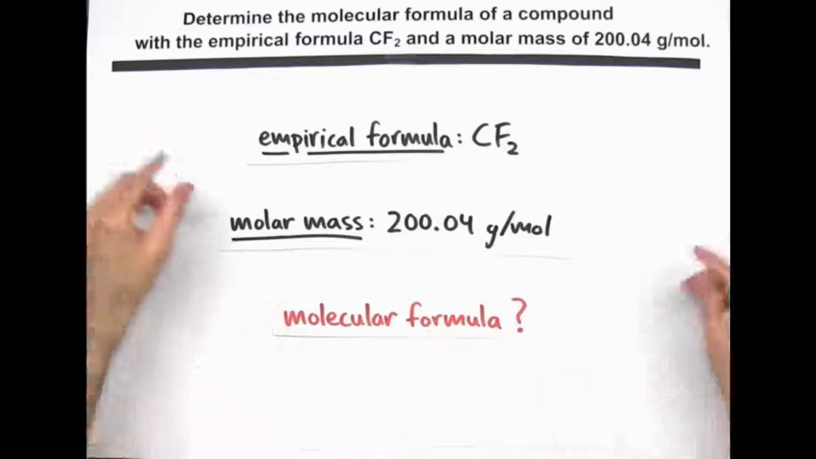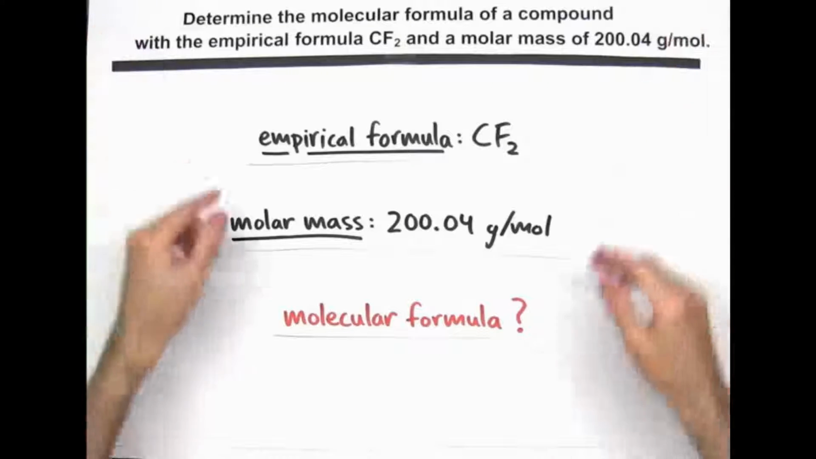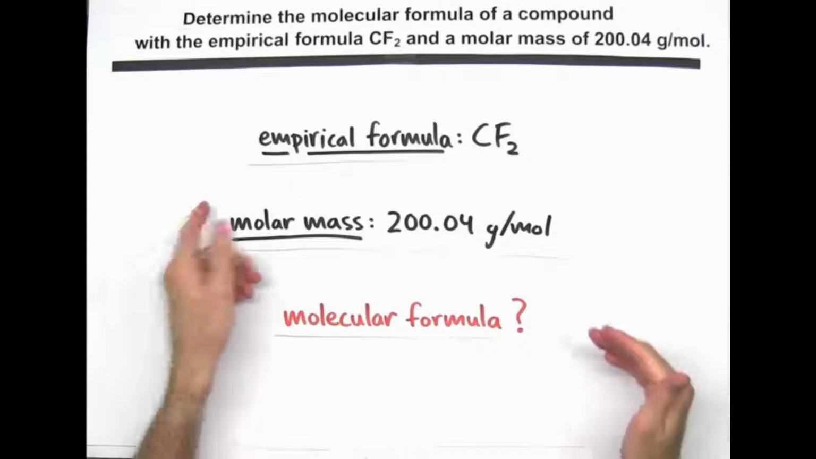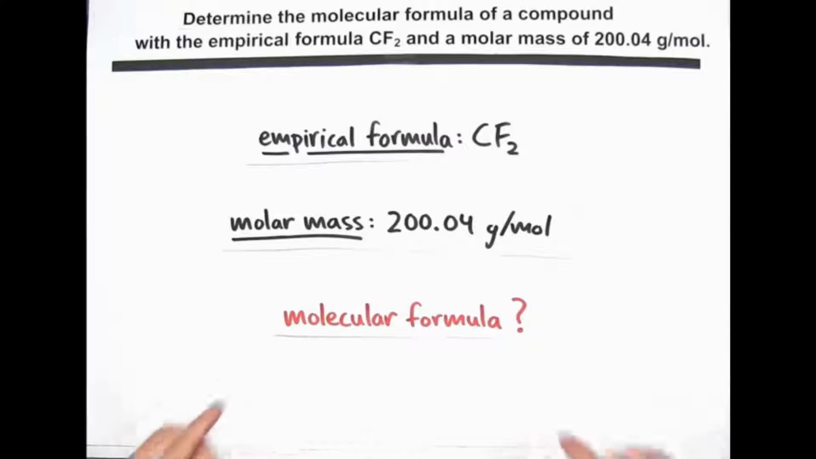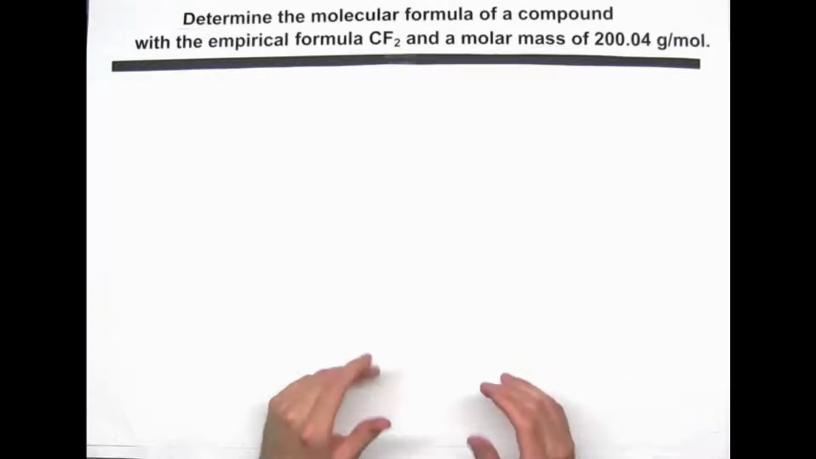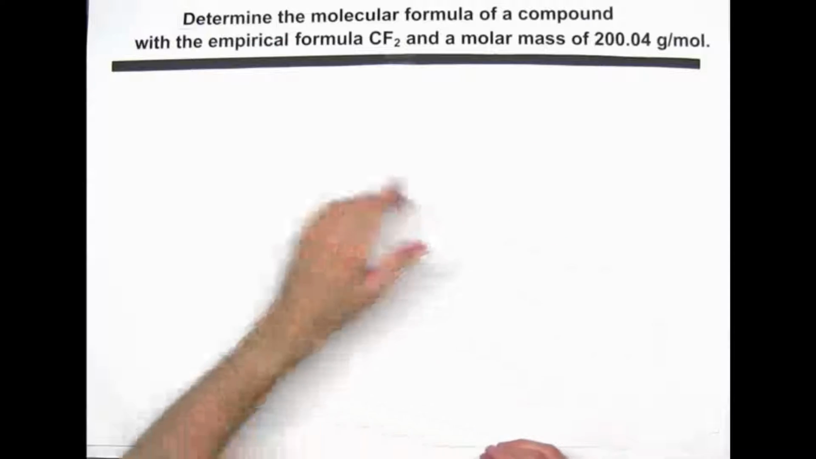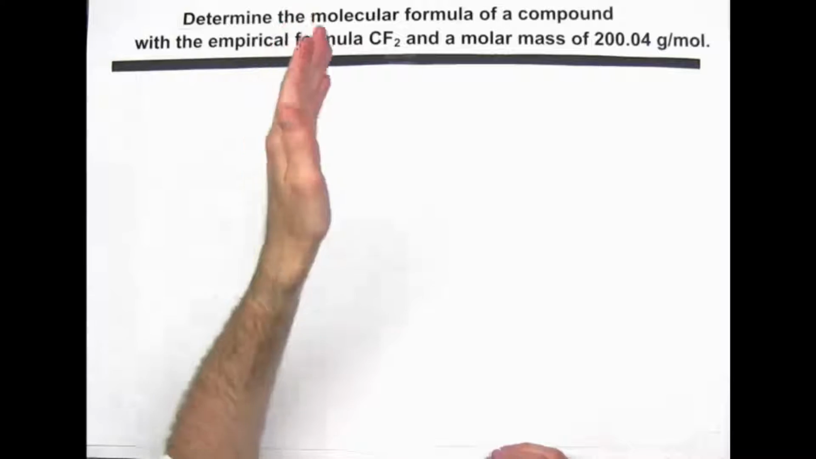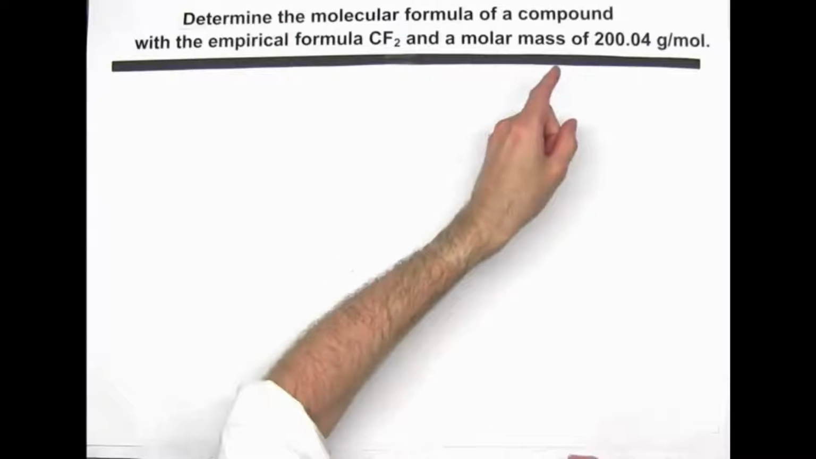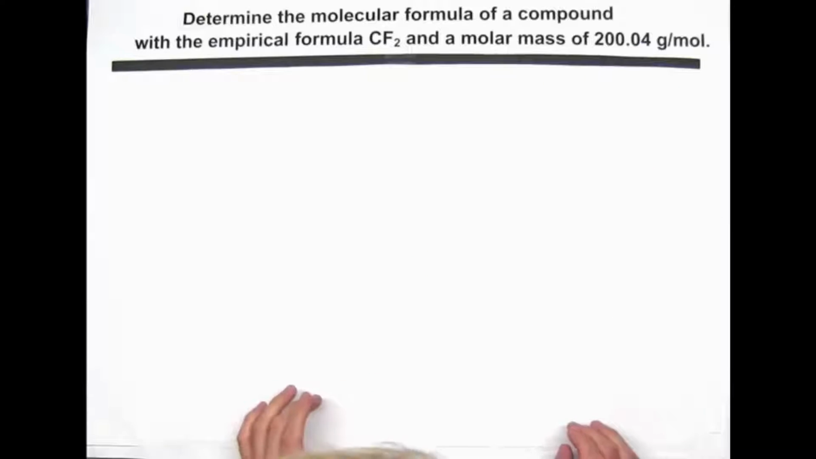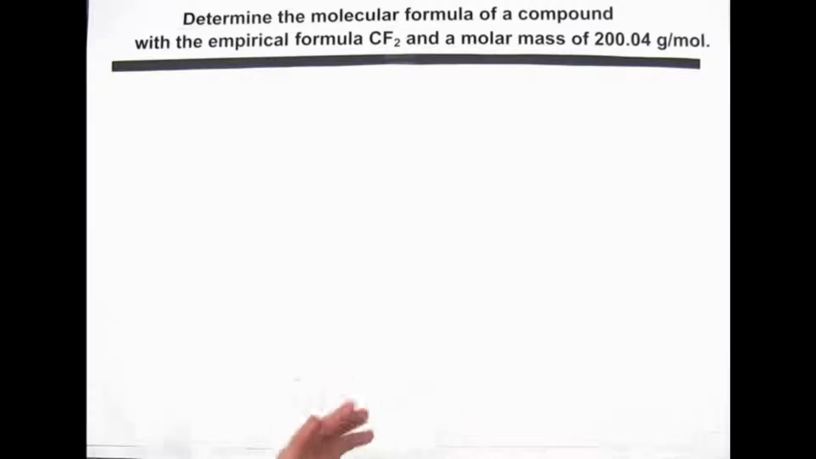Here, we're going to learn how to solve problems like these, where we're given the empirical formula and the molar mass of a compound, and we have to figure out that compound's molecular formula. We're asked to determine the molecular formula of a compound with the empirical formula CF2 and a molar mass of 200.04 grams per mole. Let's begin by making a chart.